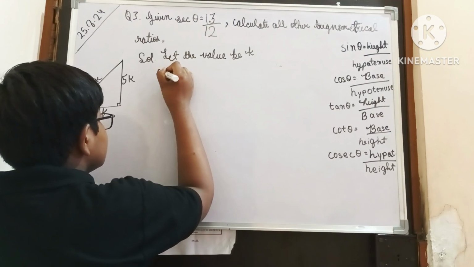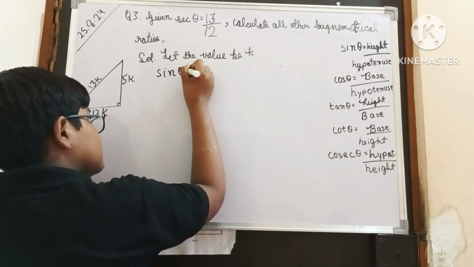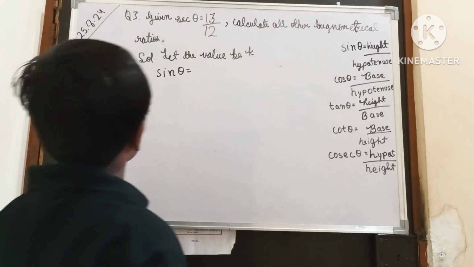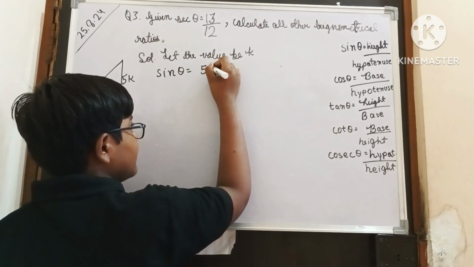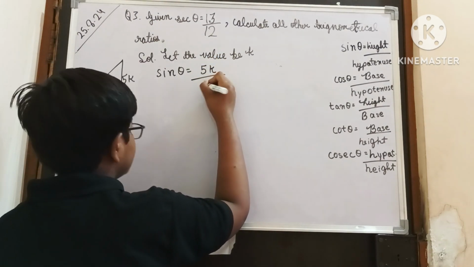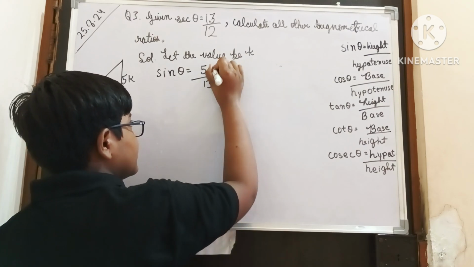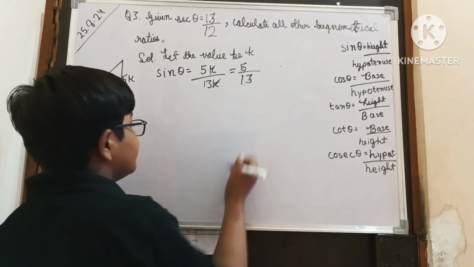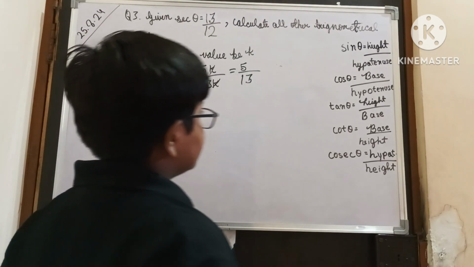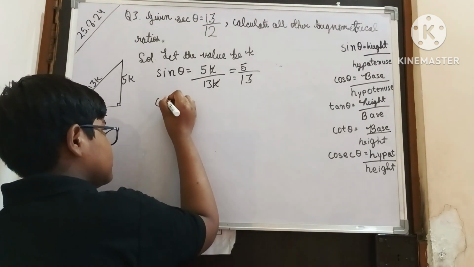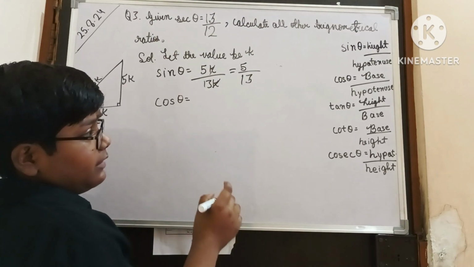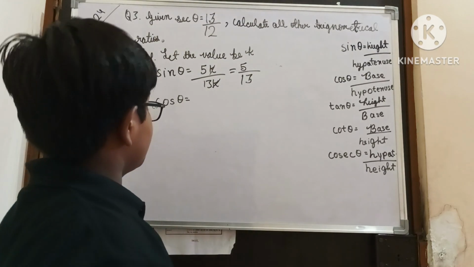So our first is sine theta, which is equal to height divided by hypotenuse. Height of the triangle is 5k and hypotenuse of the triangle is 13k. K and k will get cancelled, and we will get our value as 5 divided by 13. And our second is cos theta, which has the value of base divided by hypotenuse.